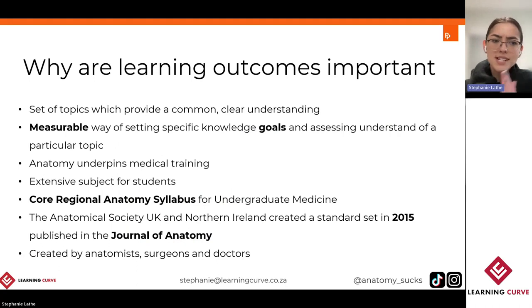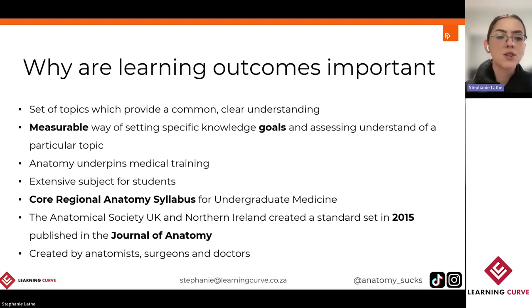So why are learning outcomes important in education? Number one, it gives a set of topics which provides a common and clear understanding. So it does make it very clear what needs to be taught and what needs to be known by the students when they are preparing for their assignments. And it also provides a measurable way of setting specific goals and assessing the understanding of particular topics. Now, anatomy is incredibly important and underpins all medical training, and it is quite extensive for students. So that's why the Society created that core curriculum.